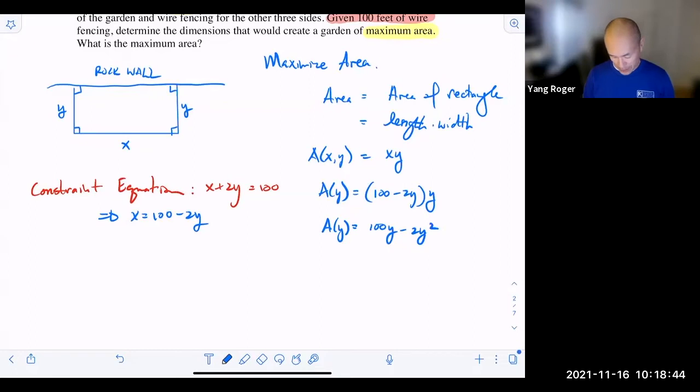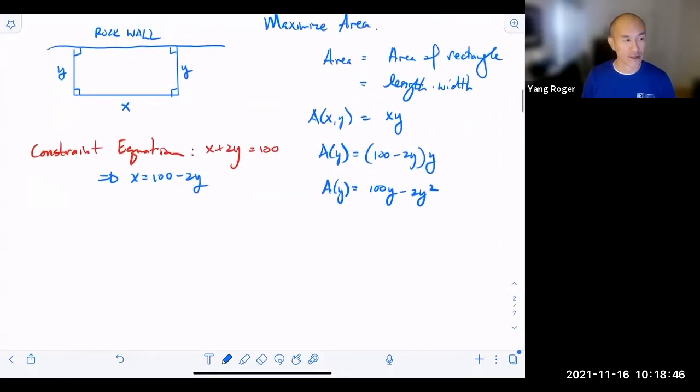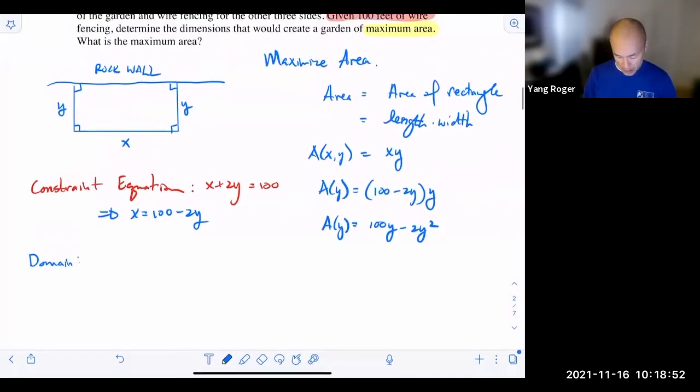I do want to worry about the domain before I do the calculus to this. So when we think about the domain, our independent variable is y. So what do you think the smallest y could be? Anyone have any thoughts?